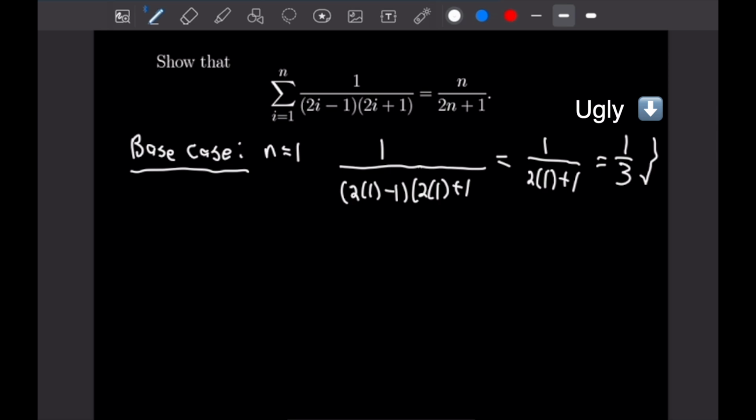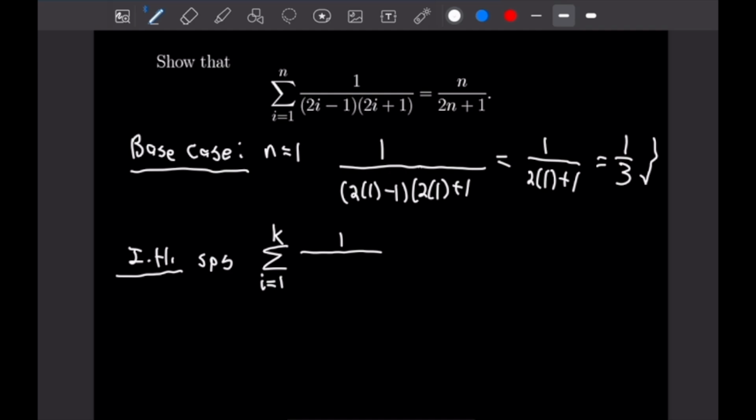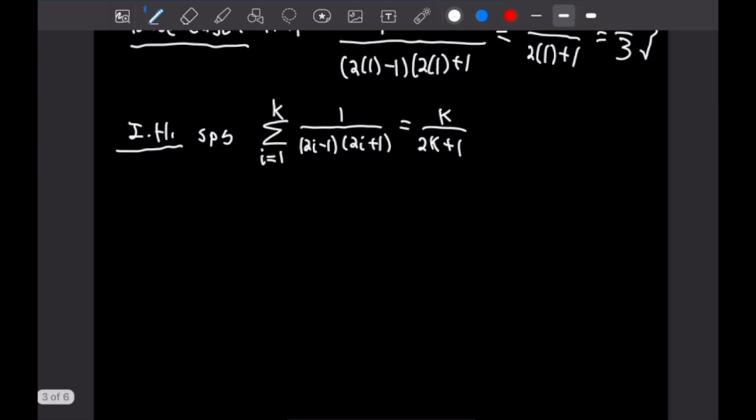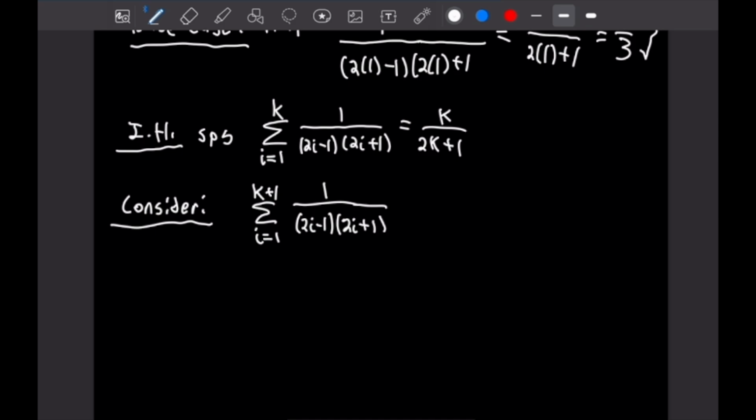So let's go ahead and write out our induction hypothesis now. So our induction hypothesis is going to be: suppose that the sum as i goes from 1 to k of 1 over 2i minus 1 times 2i plus 1 is equal to k over 2k plus 1. And we're going to go ahead and consider our next case. So consider the sum as i goes from 1 to k plus 1 of 1 over 2i minus 1 times 2i plus 1. And we want to show that that is equal to k plus 1 over 2k plus 3.